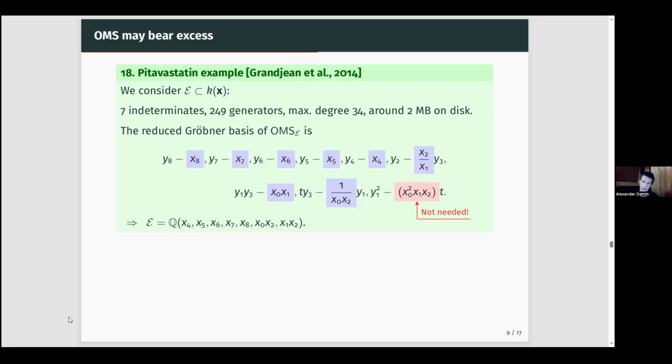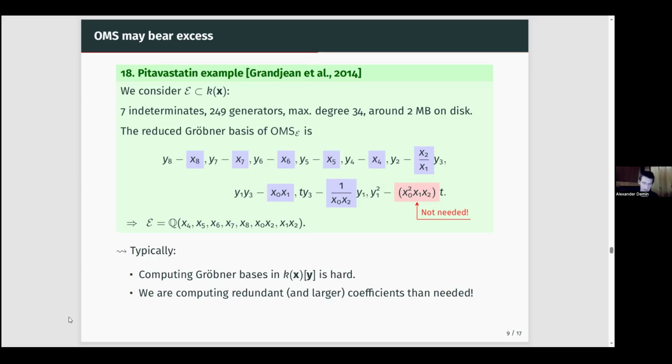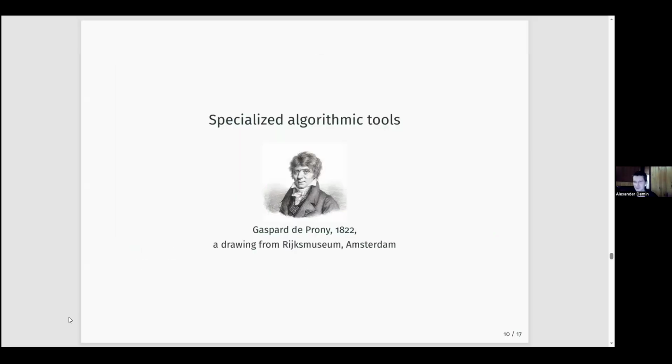Now, of course, the second issue is that computing a Gröbner basis over rational functions is very expensive. These both points are summed up here. Computing over rational functions causes extreme expression swell, especially in many variables. And also we are computing some coefficients that we don't need. All right. So with this, let me go to the next section, how we would try to improve this algorithm.